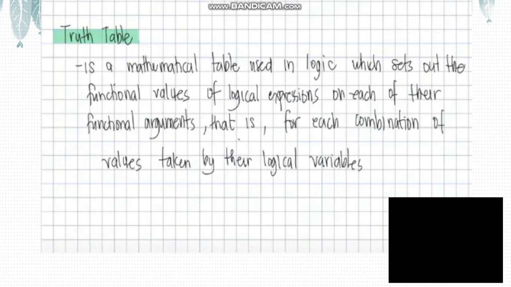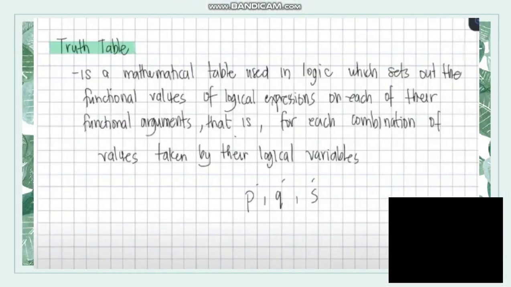A truth table is a mathematical table used in logic which sets out the function values of logical expressions on each of their functional arguments, that is, for each combination of values taken by their logical variables. Next, we have logical values that we're going to combine for the propositions P, Q, and S.